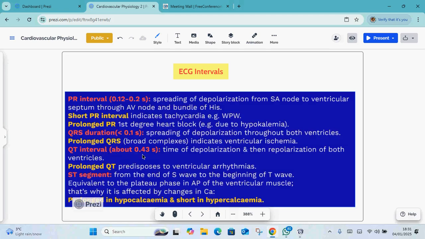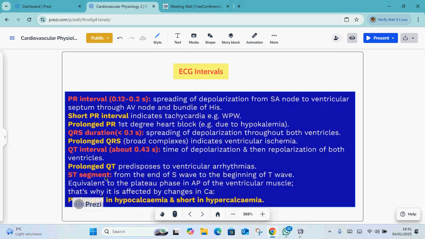The QT interval is very important for many medicines and for the function of the ventricles, and it is up to 0.4. These numbers are all important and you have to remember them. Prolonged QT interval predisposes to ventricular arrhythmias. Many medicines cause prolonged QT interval, and diseases also cause it.